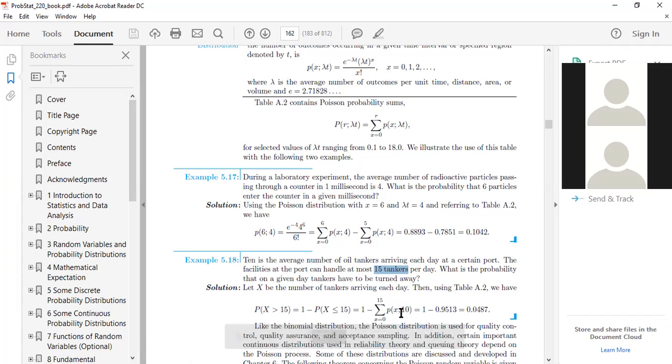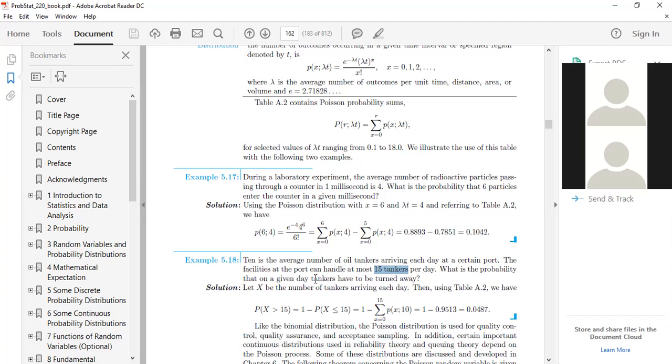Because lambda t is equal to, just look over here, what is my lambda t? The average number of oil tankers arriving each day on the port. The facility at the port can handle at the most 15. What is the probability that on a given day tankers have to be turned away, right?